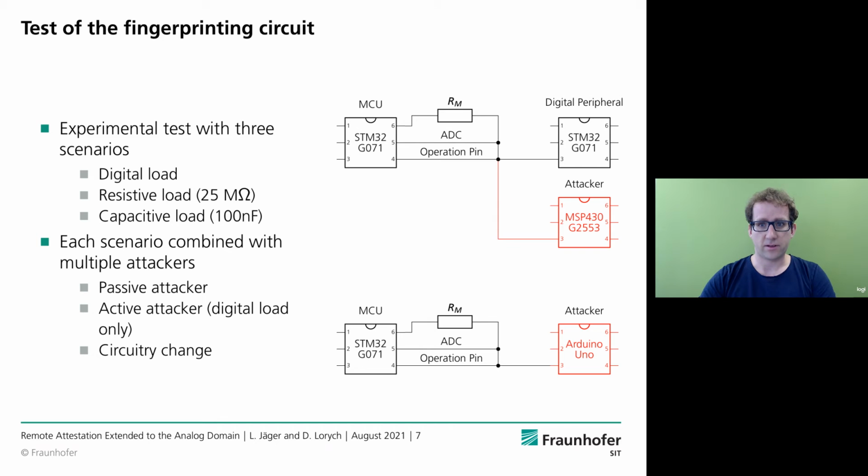The active and passive attackers are given in the image on the top. It's just what we've basically seen before with the TPM. Another microcontroller is introduced in the communication line, and in the passive case just listens to the traffic happening on the communication line, and in the active case actively jams the communication and inserts its own communication. And the circuitry change attacker is modeled by replacing the original digital peripheral with a less valuable one.